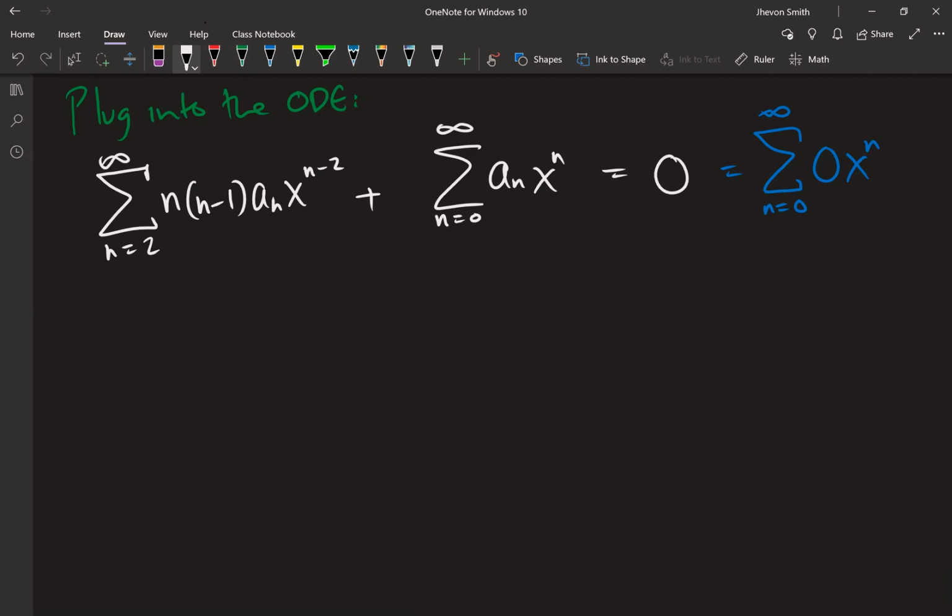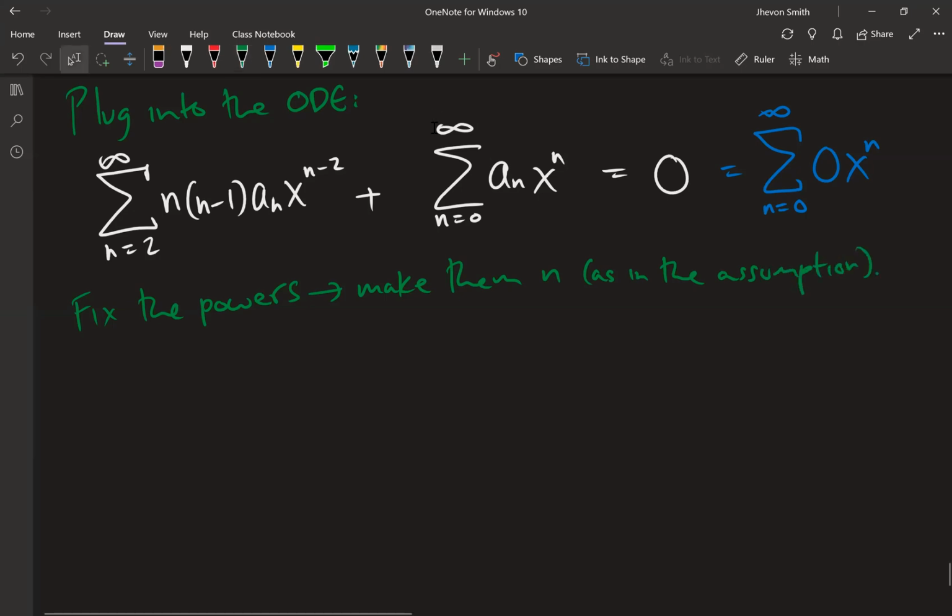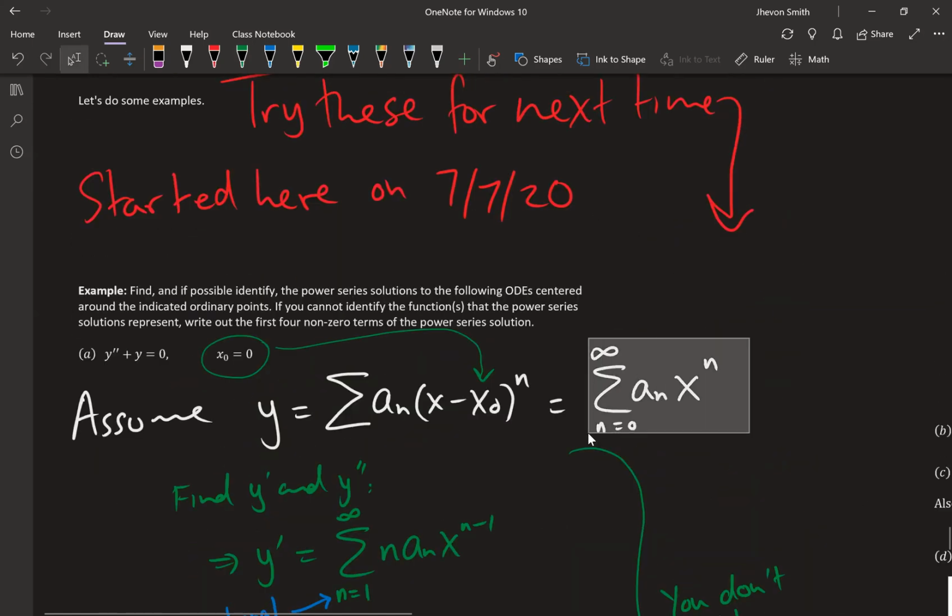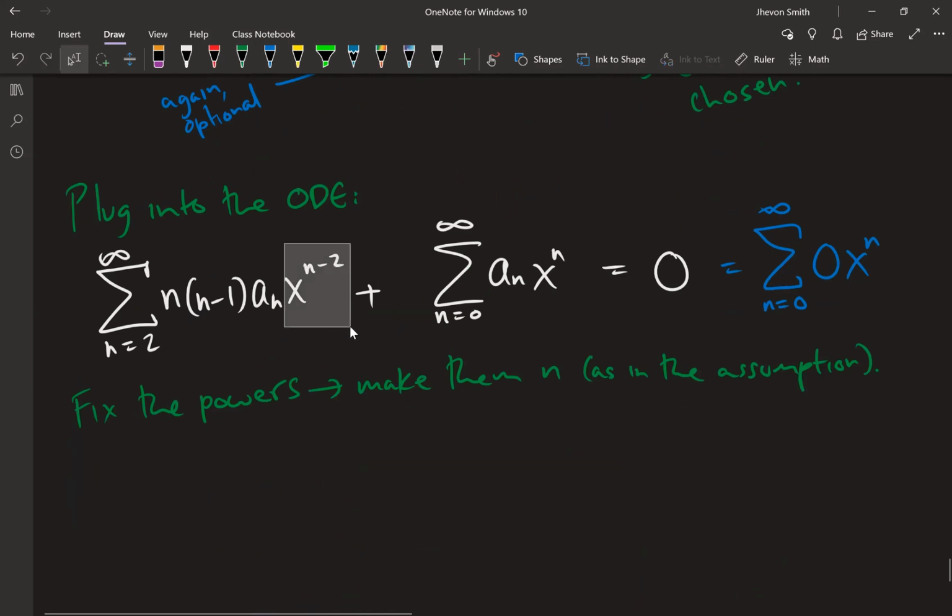You need the series to have the same powers. So what you do first is you fix the powers, because you want to have a common term where you can factor out the x to the n. Pretty much you're going to want your powers to look like whatever you had in your assumption. So in our assumption, we assumed our y looks like a n x to the n being the variable term here, which means if I have x to the n minus 2, that's already going away from what my proposed solution was. So the first thing you want to do is bring it back to that.